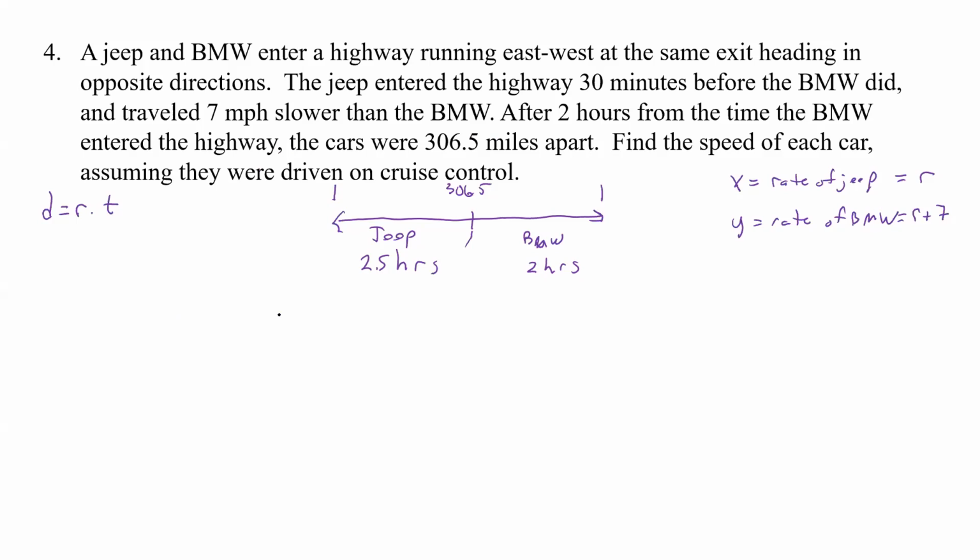Now initially it's going to be 2.5 times x plus 2 times y is equal to, and that's a rate times the time, and that's going to be a distance. And our total is 306.5, and that's a distance. Now we're going to substitute our values in that we changed it to. So that's going to be 2.5r plus 2 times (r plus 7), and that's equal to 306.5.